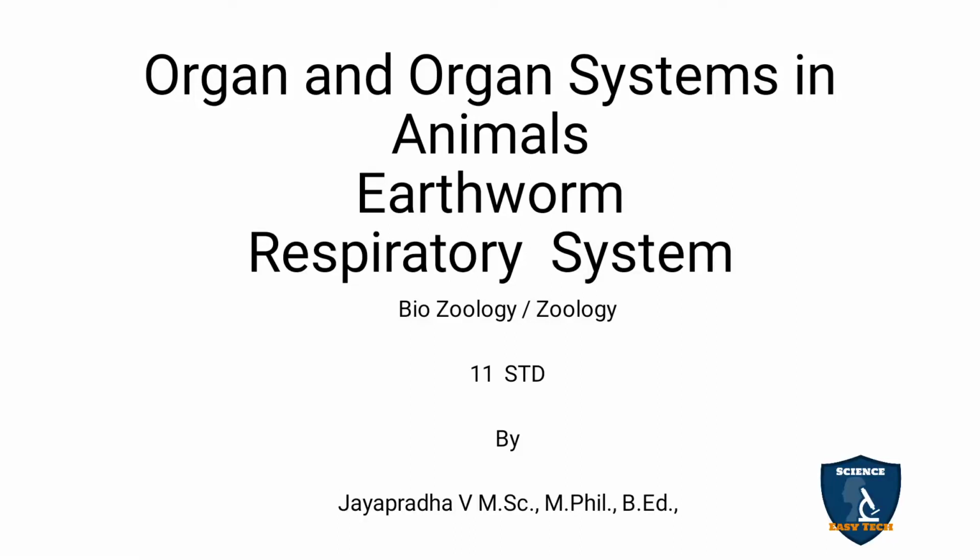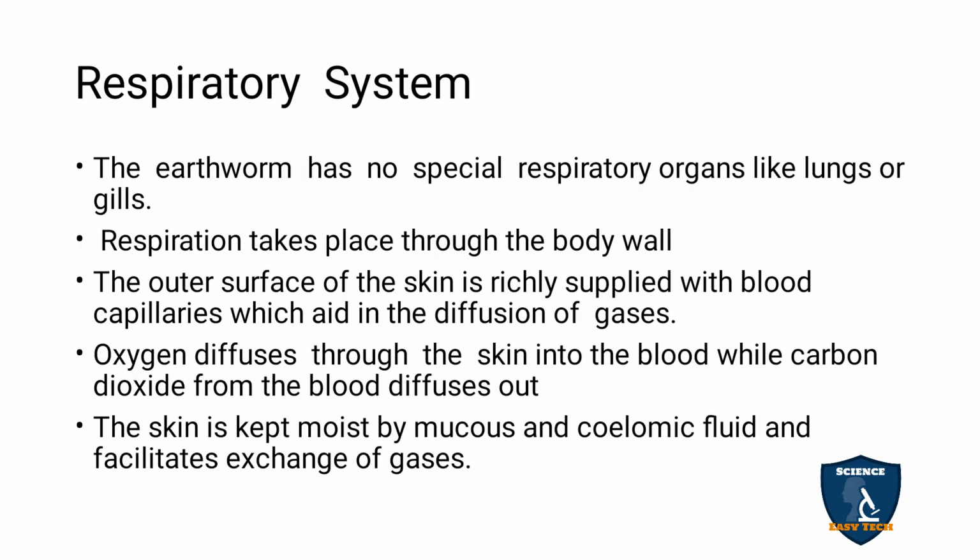Our topic is the earthworm respiratory system, in the chapter on organ and organ system in animals. We have discussed the digestive system of the earthworm. Now we are going to discuss the respiratory system of the earthworm. The earthworm is a worm. It doesn't have any special respiratory organs like lungs or gills.